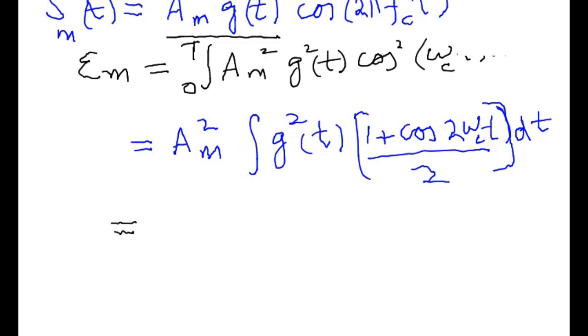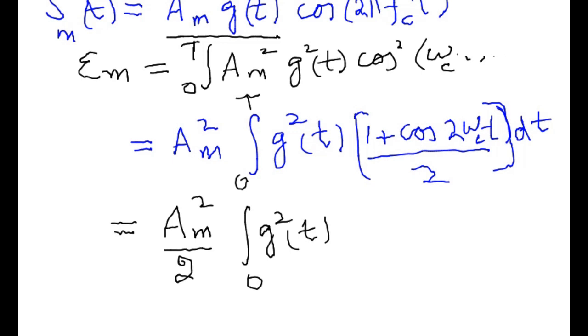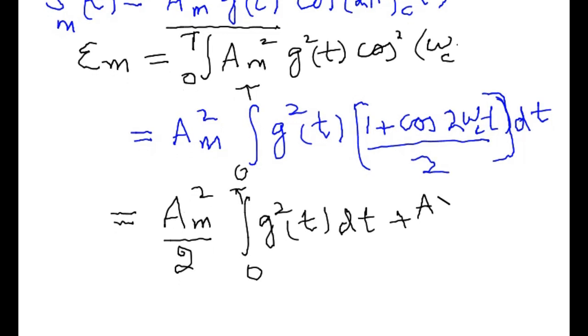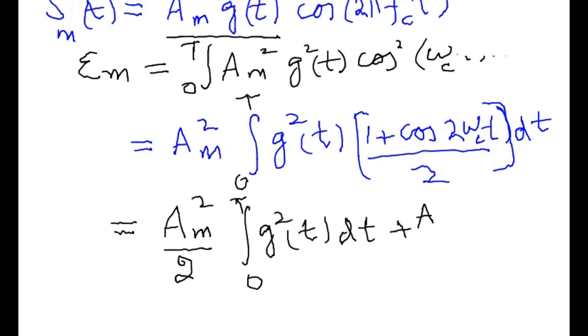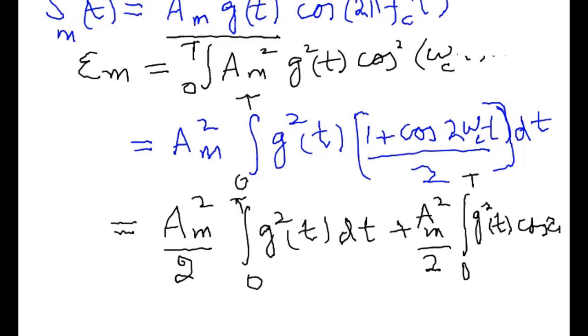Now if you solve it further, you can write it in the form of two integrals. One is A_m squared over 2 times the integral of g squared(t), with limits from 0 to T, dt. And another integral, let me write it again: A_m squared over 2, and then we have the integral from 0 to capital T of g squared(t) cos of 2 omega_c t. Whatever it is, just write it down. So we can write this second integral.